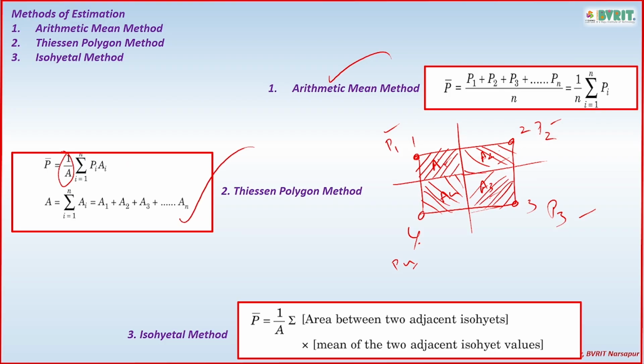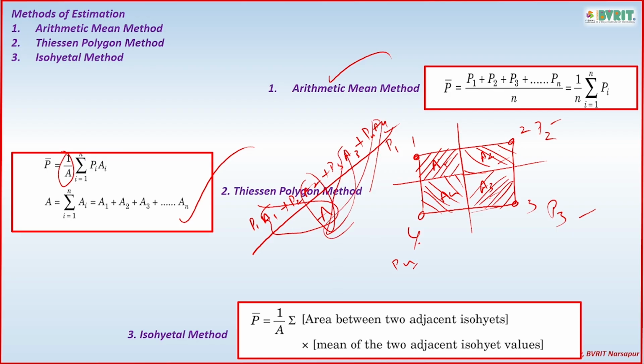If I write the equation, it is nothing but P1 A1 plus P2 A2 plus P3 A3 plus P4 A4 divided by A1 plus A2 plus A3 plus A4, which is nothing but A. So this A1 by A, or A2 by A, or A3 by A, or A4 by A is called the area factor. That is what we call the weight. So that you should know.